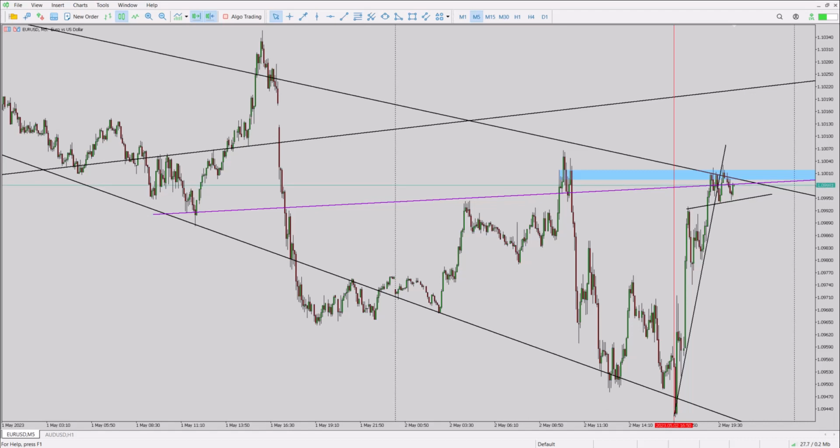So I will wait until the price breaks this level, traces back again, pulls back to this level, and then I'm gonna sell.